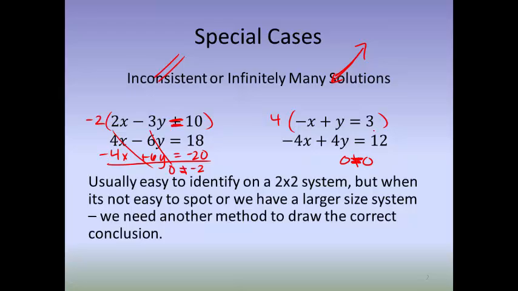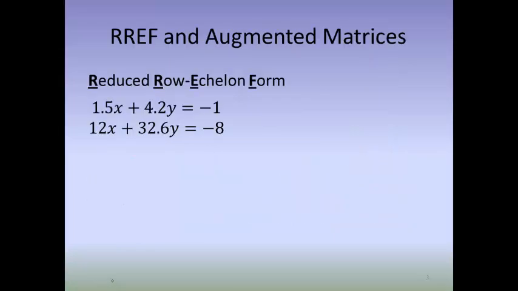So these are our two special cases, and 2x2s are pretty simple to solve to get the conclusion and then know exactly what it means. But what happens when it's not so easy a system? Maybe there are decimals, maybe there are more things going on, or we have a 3x3 system. We're going to take a look at this one, which I could figure out using one of our simple methods of elimination or substitution, but I don't want to. So I'm going to show you a way of using RREF and augmented matrices.